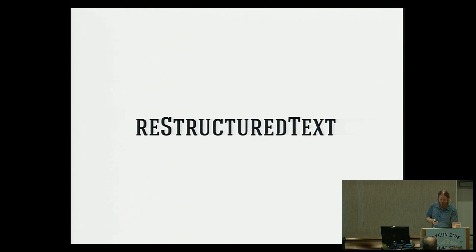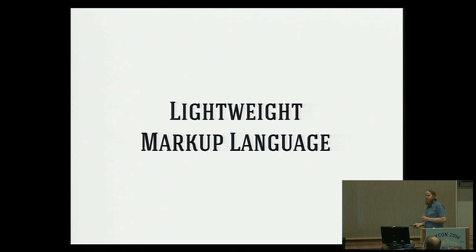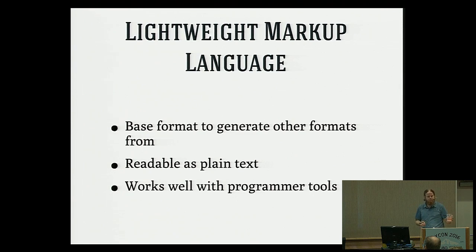So restructured text. Restructured text is a lightweight markup language. Wiki markup on Wikipedia, Markdown, AsciiDoc, these are some of the other examples of lightweight markup languages. And they just work as a base format to generate other formats from, right? So it's like, I want to have this single markup that I can make PDFs, I can make HTML, I can just use as a single source of truth that generates other stuff. And it works really well with programmer tools, right? They're a plain text file that you can put into a Git repository, and it just works the exact same way as code. And that's really one of the main benefits for programmers using these tools.